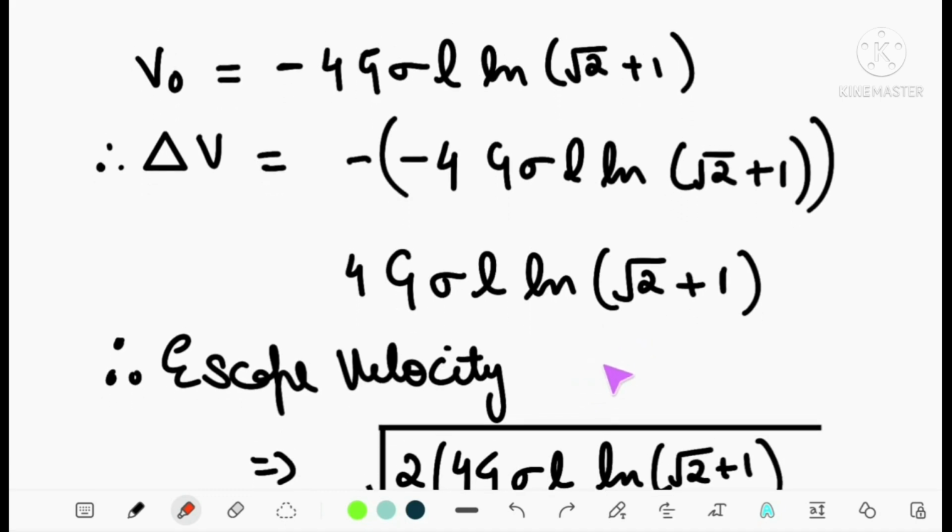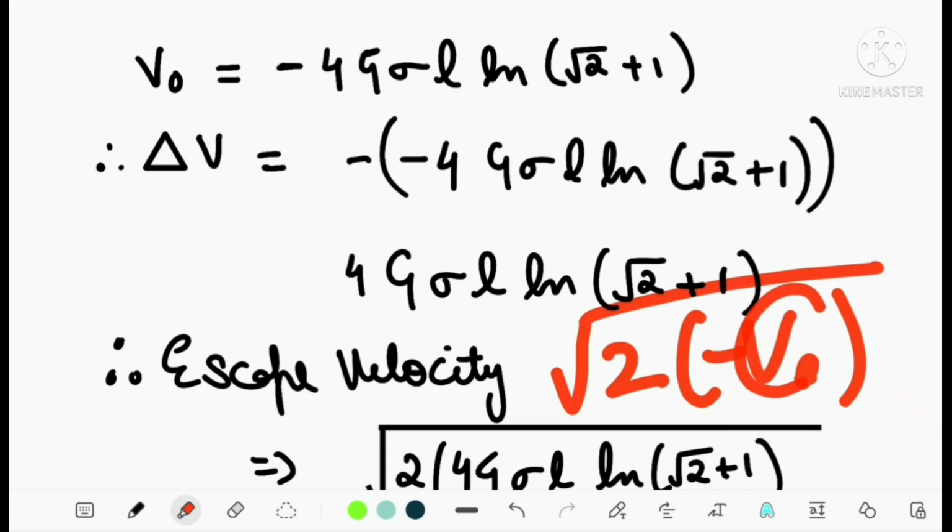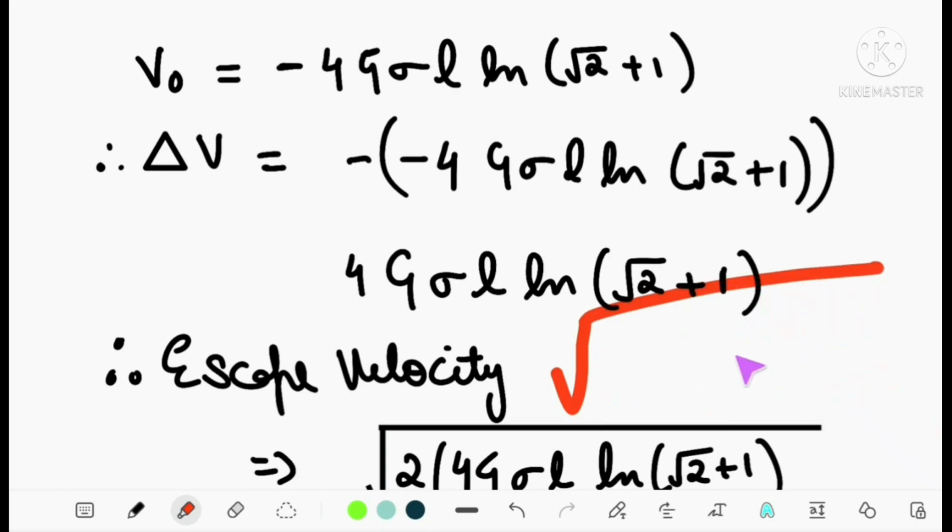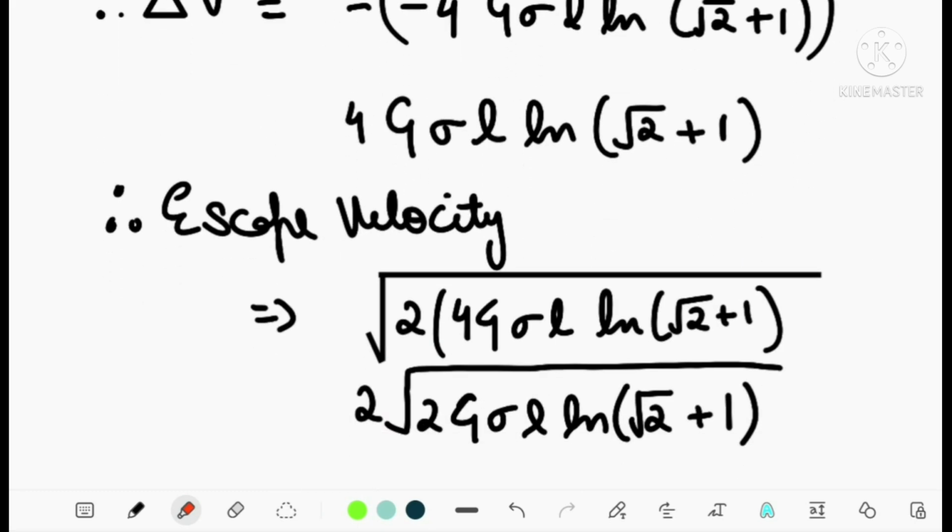So escape velocity is equal to the square root of 2 times minus V naught. Okay, and V naught is itself negative, so this whole term will become positive only. So it is equal to 2 under root 2 G sigma L ln of root 2 plus 1.